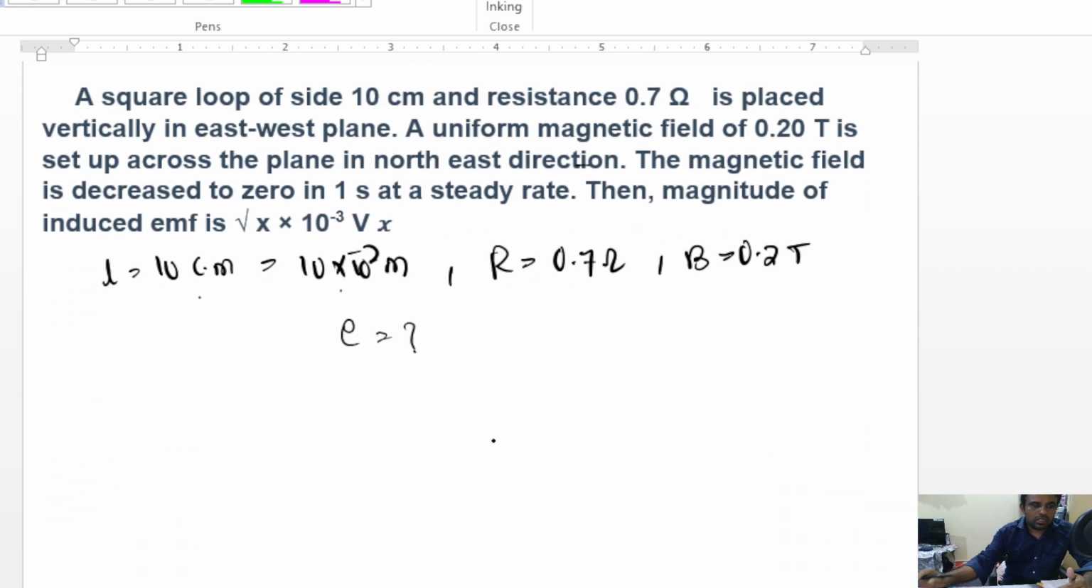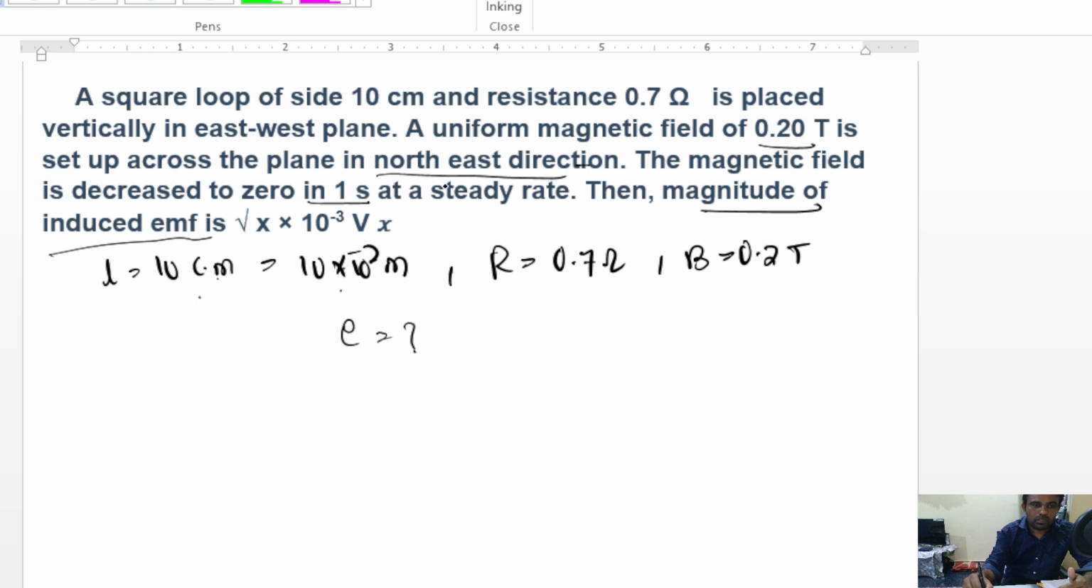Now third question: a square loop of side 10 centimeters. Side is given, L is equal to 10 centimeters, so centimeters converted into meters: 10 into 10 to the power minus 2 meters. Resistance is given 0.7 ohms. Vertically in east-west plane, a uniform magnetic field of 0.2 Tesla. Magnetic field B is given 0.2 Tesla. Set up across the plane in northeast direction. The magnetic field is decreased to 0 in 1 second at steady state rate. Then the magnitude of induced EMF is.